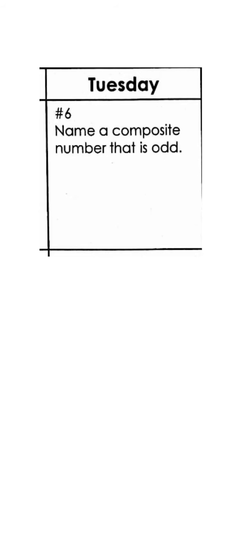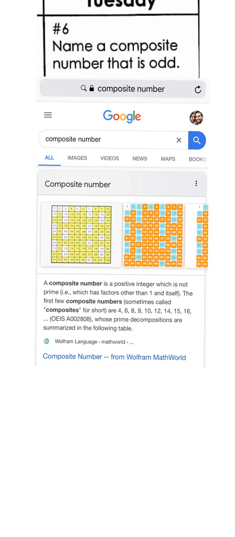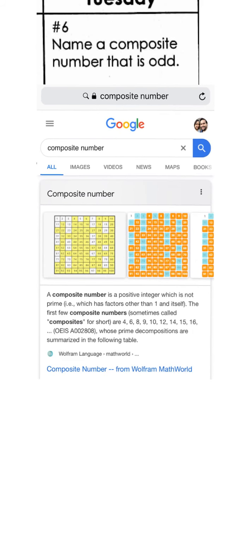Can't you look this up possibly on Google or do some sort of search online and just type in, what is a composite number? And then let's see what comes up. So when I did my search, I went to Google, I typed in composite number, and it said a composite number is a positive integer which is not prime, which has factors other than 1 and itself. The first few composite numbers, sometimes called composites for short, are 4, 6, 8, 9, 10, 12, 14, 15, 16.